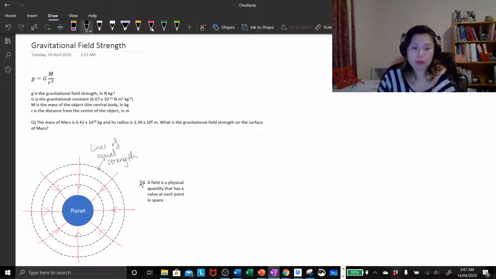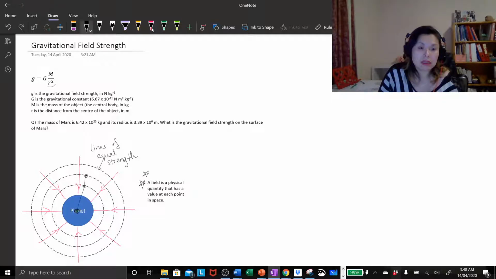Now, what we want to know is that a field is a physical quantity that has a value at each point in space. Now, what we need to understand is that as we move out from the center of the planet and we get to this point in the field, it will have a certain field strength. And then as we get further away, that field strength actually decreases, and it decreases by the distance from the center of the object squared. So that's a very important relationship that we'll explore further as we learn physics, but it's something I just wanted to highlight right now.